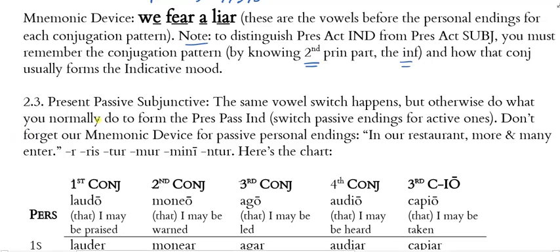Now, let's look at the present passive subjunctive here. The same vowel switch happens. Otherwise, we do what we normally do to form the present passive indicative, which is to switch passive endings for active ones. But we're going to be doing it on subjunctive forms rather than indicative forms. So, don't forget our memory device here for passive personal endings. In our restaurant, more and many enter. And that stands for our res-tur, more many ntur. Okay? And so here's the chart.